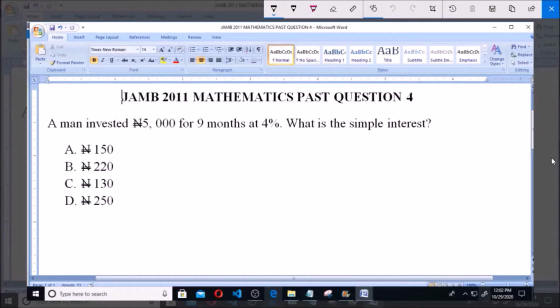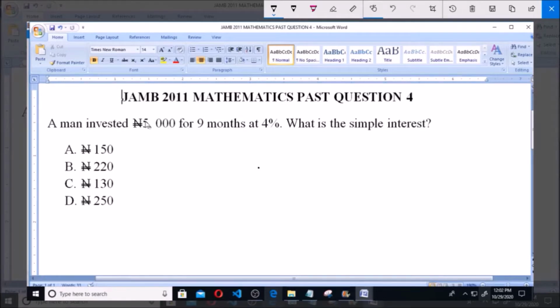I will be answering JAMB 2011 Mathematics Past Question 4. A man invested 5,000 naira for 9 months at 4%. What is the simple interest? A. 150 naira, B. 220 naira, C. 130 naira, and D. 250 naira.